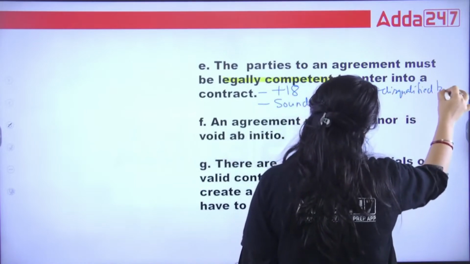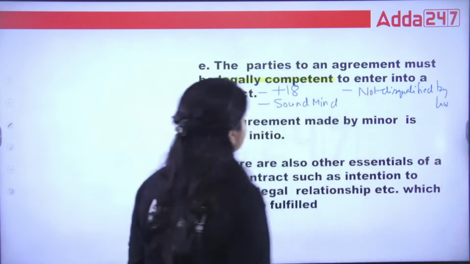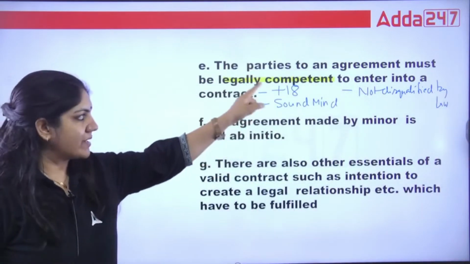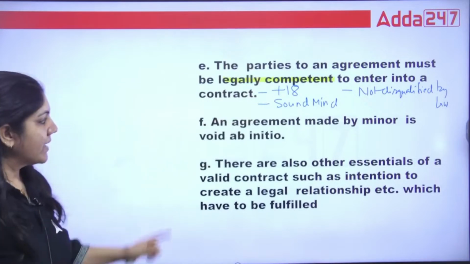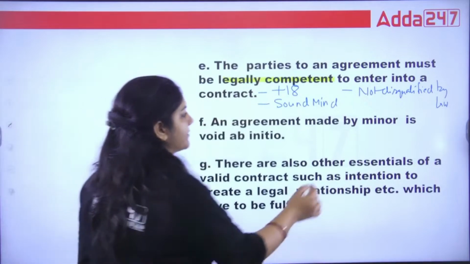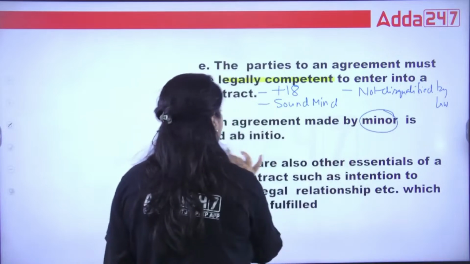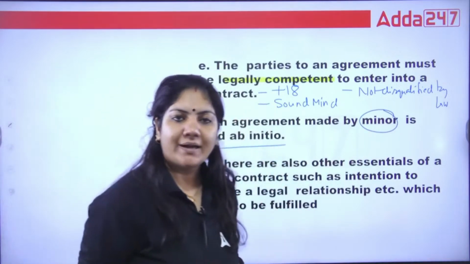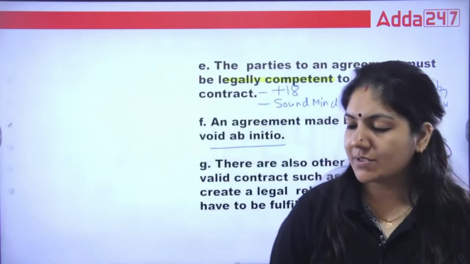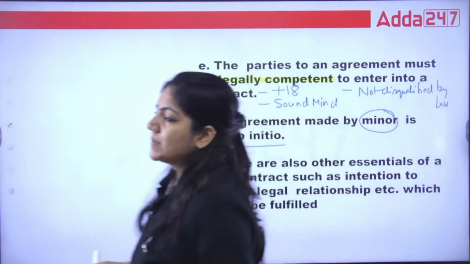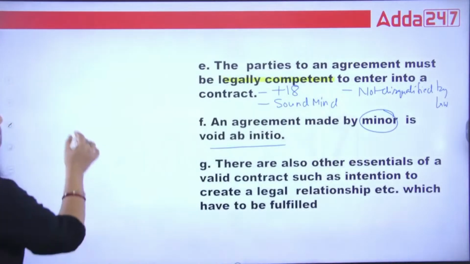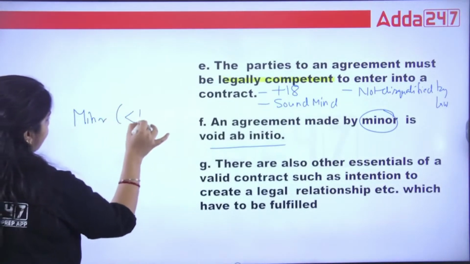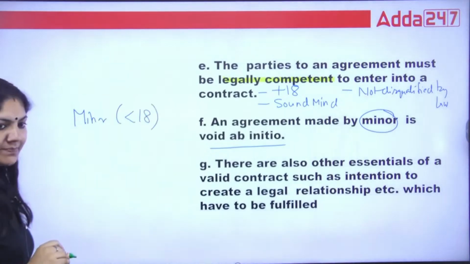Not disqualified by law. So this is your competent. In every Indian contract, the party must be competent. An agreement made by a minor is void ab initio. So why is the agreement made by a minor void ab initio? The reason is very simple. A minor is a person who is always below 18, right?